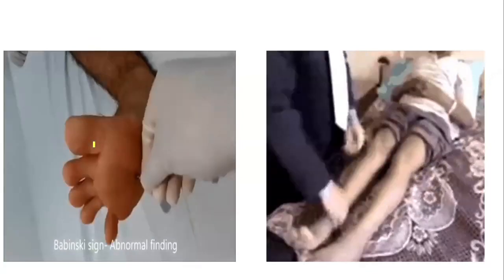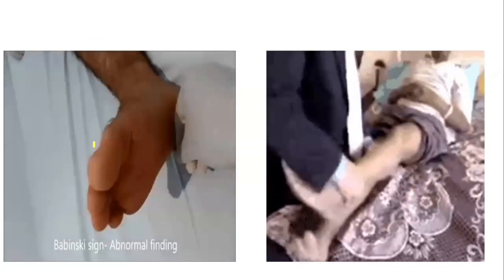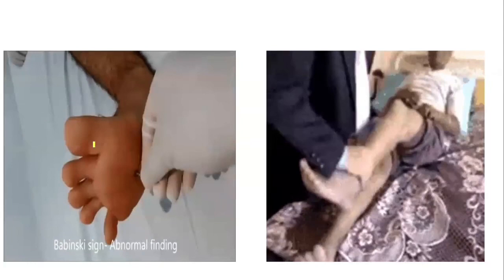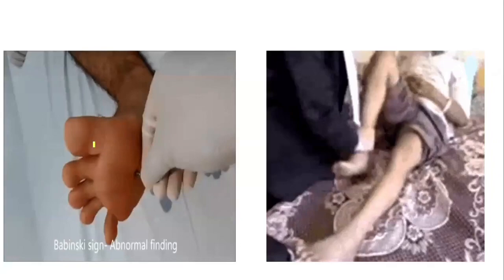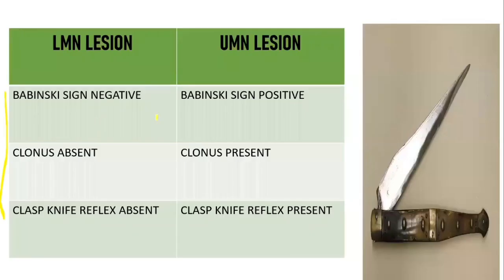A lower motor neuron lesion is going to be negative, because the lower motor neuron is what supplies the muscles, so it is not seen. So the Babinski sign is going to be negative in case of an LMN lesion. It is positive in case of an upper motor neuron lesion.